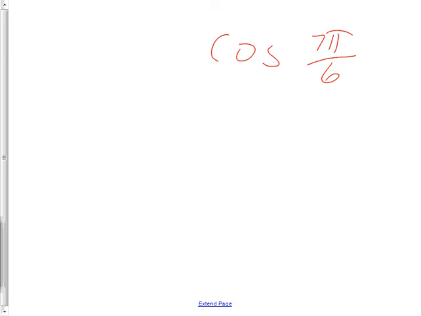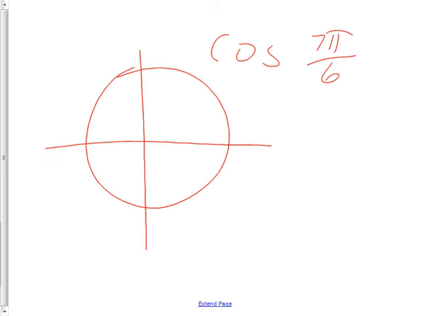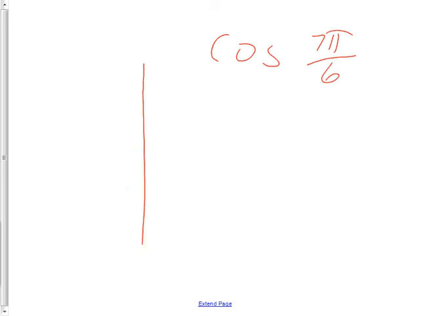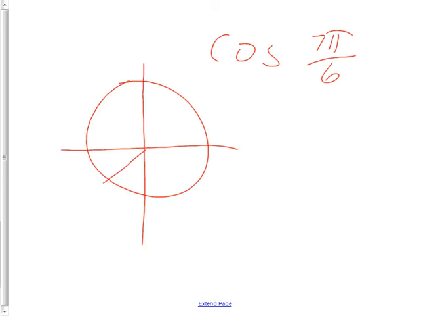Okay, so let's try this one. Where is 7 pi over 6? Well, first of all, where's pi over 6? 1 pi over 6 is right here. 2 pi over 6, 3 pi over 6. This would be 6 pi over 6. So 7 pi over 6 would look a lot like that. Questions on that? That's where 7 pi over 6 is.